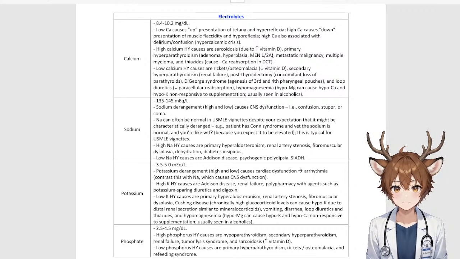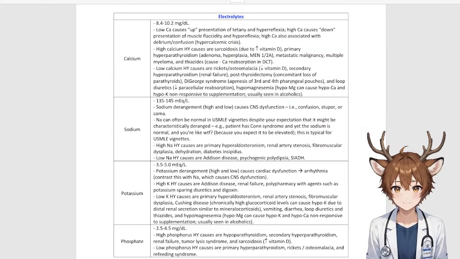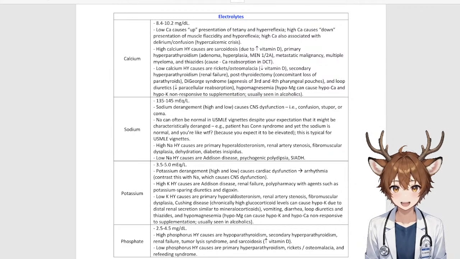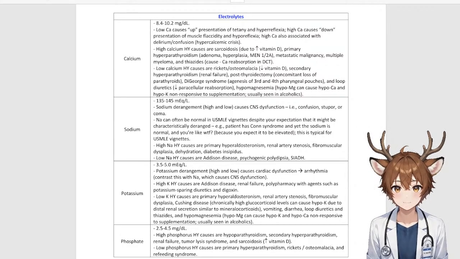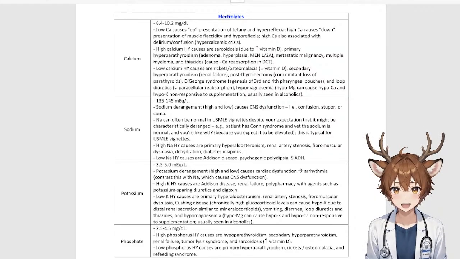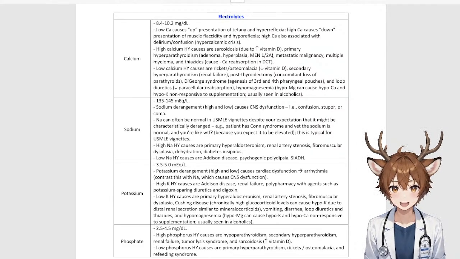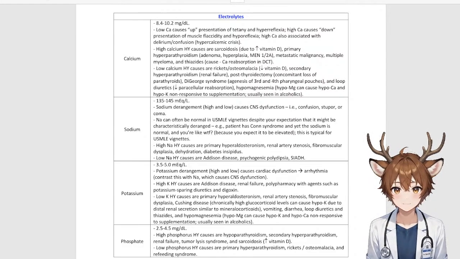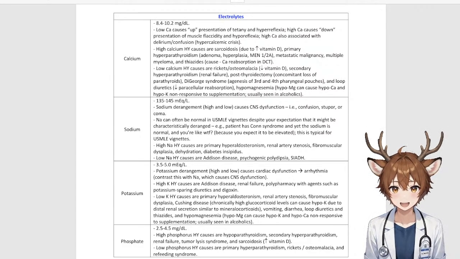Sodium 135 to 145 is what you typically see, milliequivalents per liter. Sodium derangement, high and low, causes CNS dysfunction, that is to say, confusion, stupor, or coma. Sodium can often be normal in USMLE vignettes, despite your expectation that it might be characteristically deranged. That is to say, the patient has Conn syndrome, and yet the sodium is normal, and you're like, what? Because you expect it to be elevated. This is typical for USMLE vignettes.